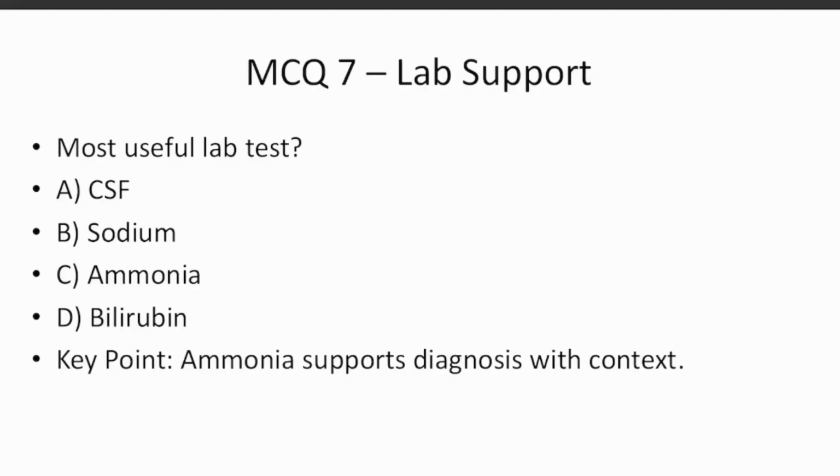Now we go to the laboratory findings. What is the most useful test? We already discussed that ammonia is the most important. Hyperammonemia. And the hepatic encephalopathy depends upon the amount of ammonia. The higher the ammonia level, the more likely the chance.